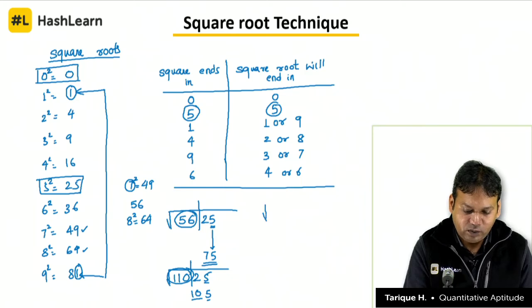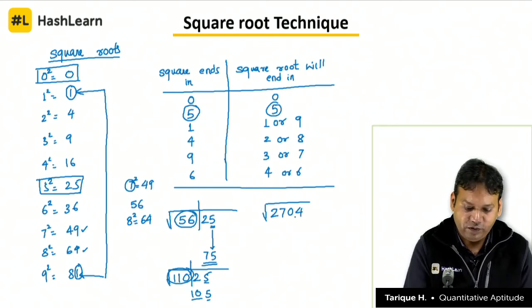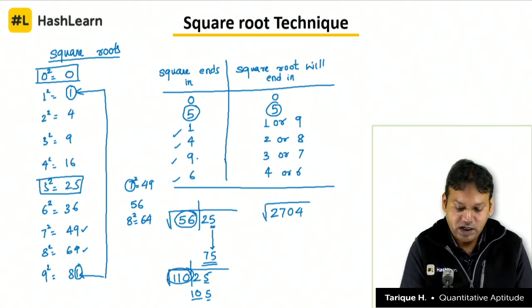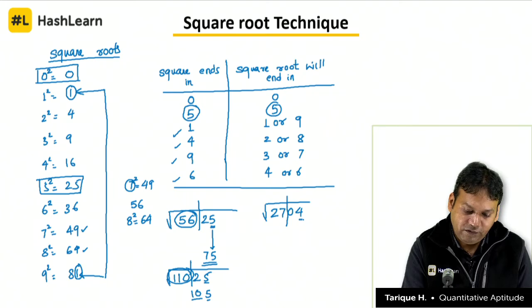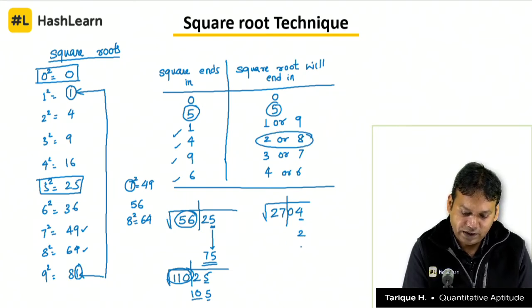Suppose you have to find out the square root of, let us say, a number like 2704. It is not ending in 5, it is ending in 4. So, for other numbers like those ending in 1, 4, 9 or 6, you will see the technique once, and you will use it for all the numbers. The number is ending in 4. So, the rule says that the square root should end in 2 or 8.